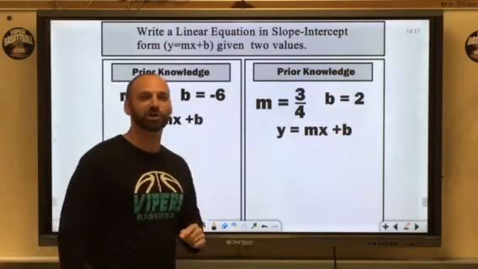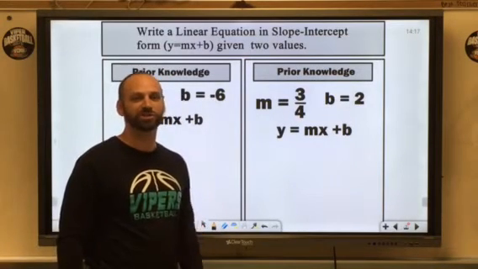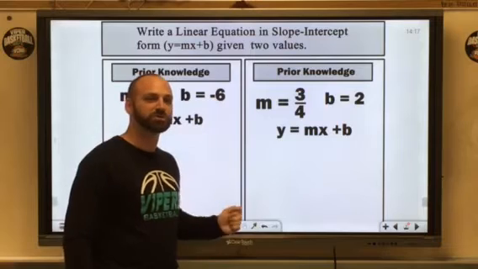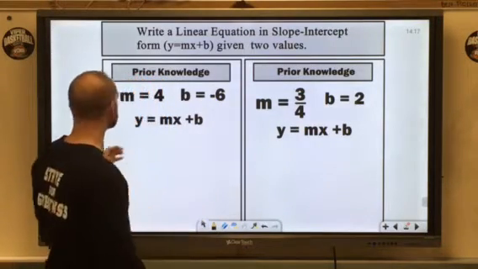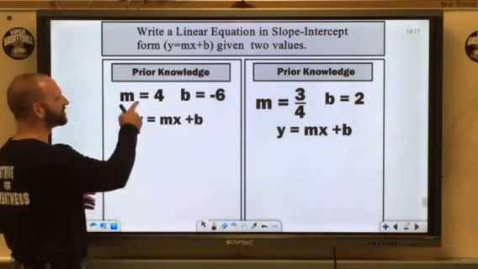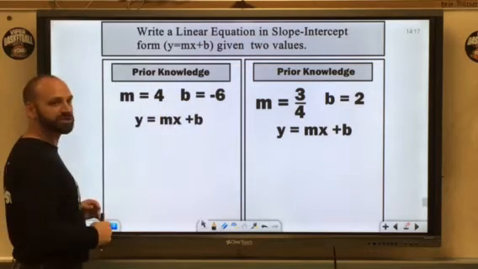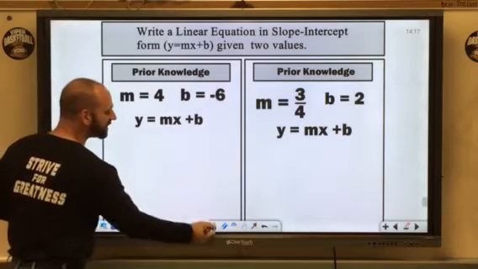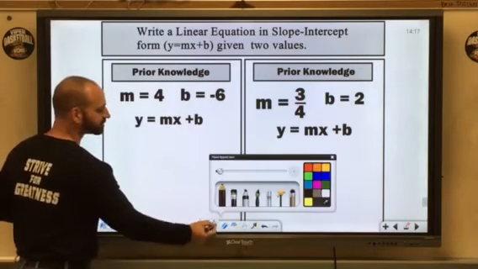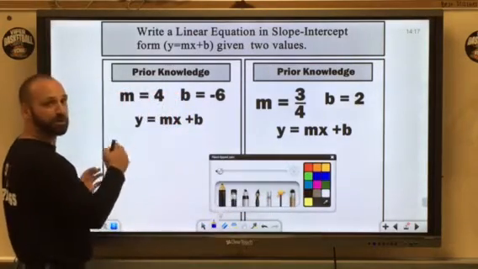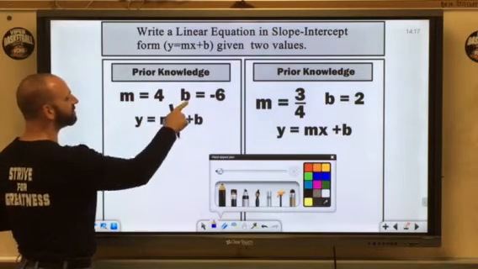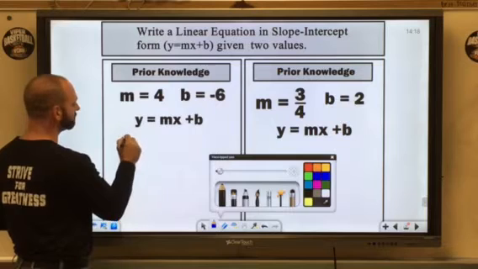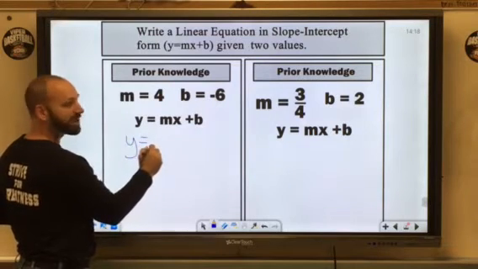Now, let's learn how to write an equation given 2 points. But we want to remind you today of something you already know. As you can see up here, I've got my slope and my y-intercept, and then my equation in slope-intercept form. And so if I wanted to write an equation in slope-intercept form, all I would have to do is take my m and my b and plug them into my equation. Just like this.